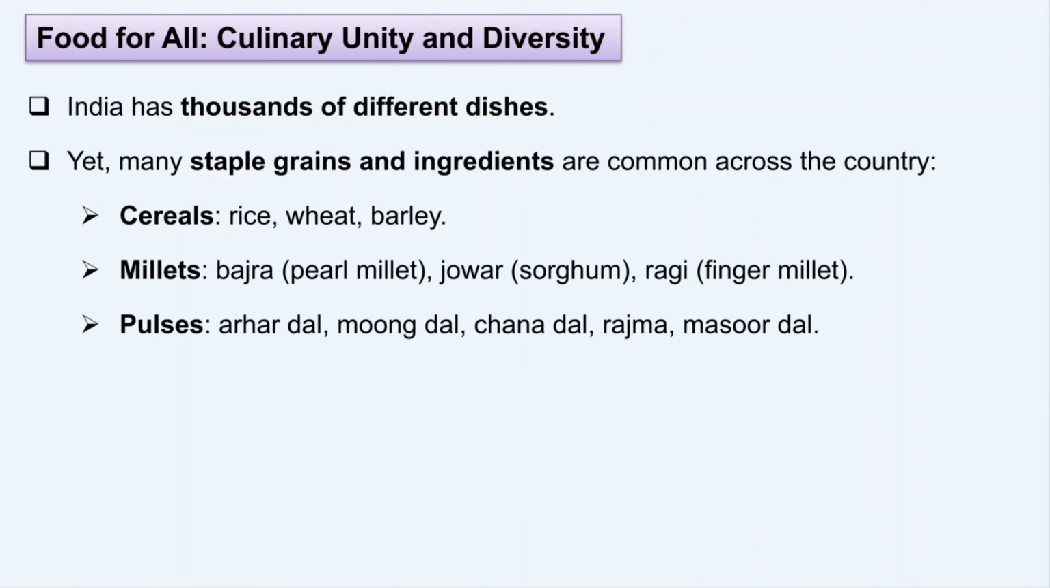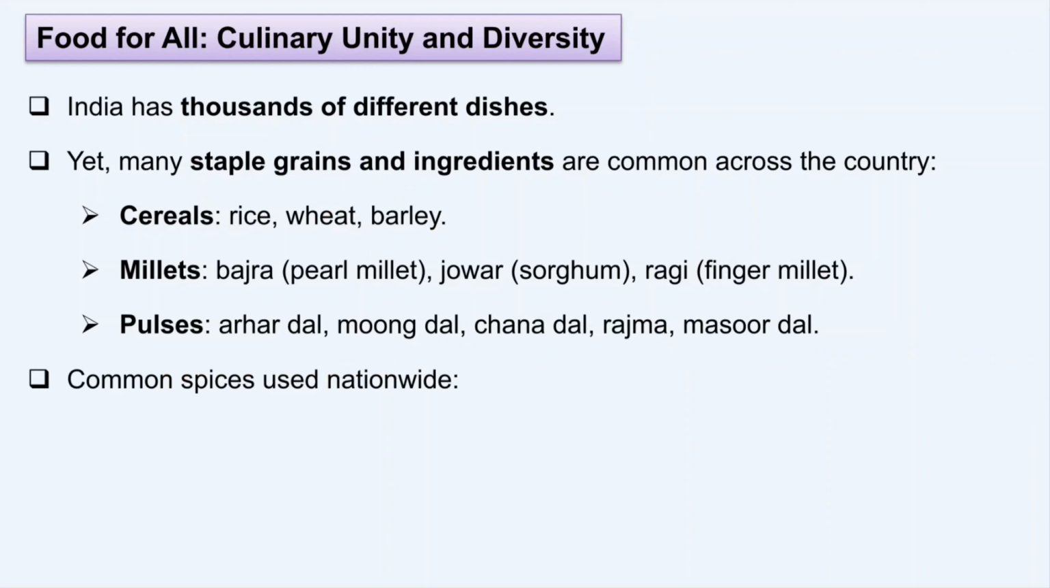And pulses, we have arhar dal, moong dal, chana dal, rajma, masoor dal. These different varieties of pulses we eat in our day-to-day life daily, isn't it, with the rice or with roti or with any other vegetables or sabji. But what I want to tell you is that even if you are from different regions, your parents will prepare them with different methods, we will have a different taste, isn't it, but the ingredients used are the same. So we are united by that also. Even if we have diversity, we are united.